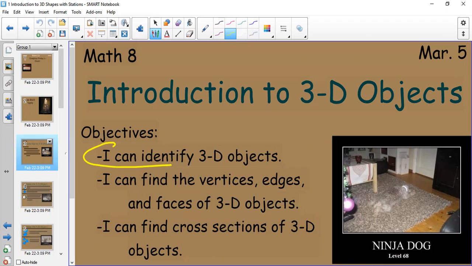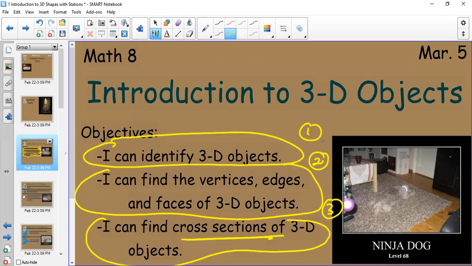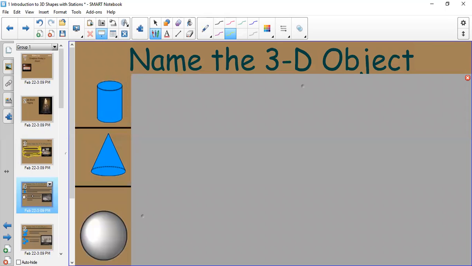Okay, so first basic that we're going to talk about is just knowing what the names are of the 3D objects. Okay, so that's objective one. Second objective is we're going to learn what a face, a vertex, and an edge is. And then our third objective is we're going to talk about cross sections of shapes. All right, so let's start with the first objective and naming our 3D objects.